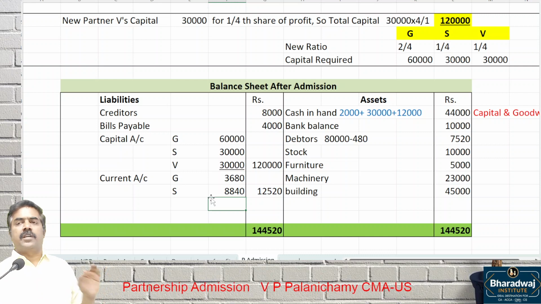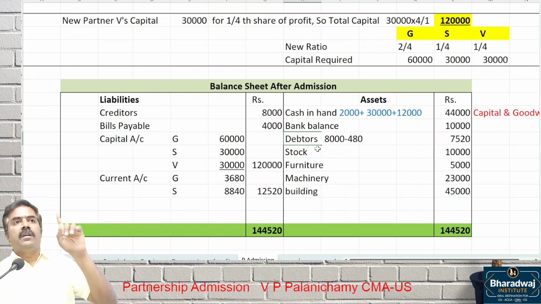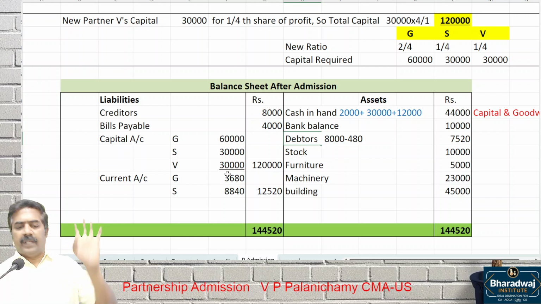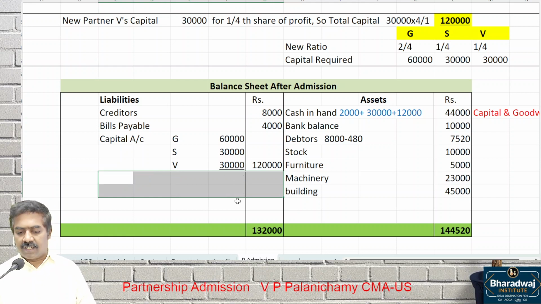Please read the question to yourself. Only then you will understand, then we will solve. Pay attention. There is a repeated doubt on this. Suppose current account is not mentioned. Listen, pay attention. Current account is not a bank current account. It is the partners' temporary account that they maintain. 3,680 and 8,840. Suppose I adjust this in cash, it will be removed here.